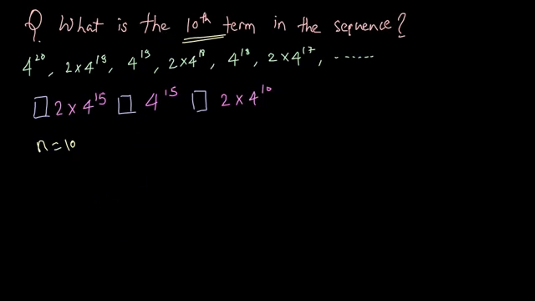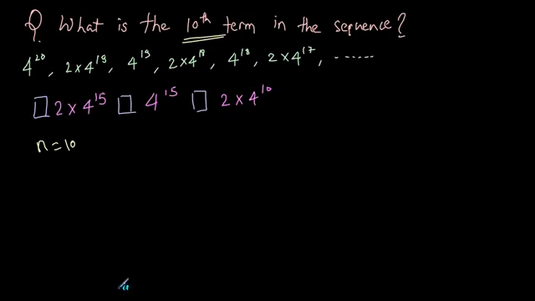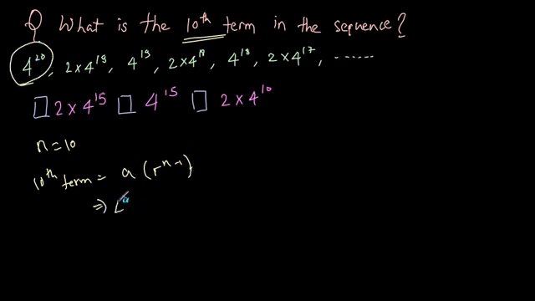The formula for any nth term is a into r raised to n minus 1. So the 10th term is a into r raised to n minus 1. Let's put the values. a is the first term, that is 4 raised to 20, and you need to find out what r is. So r equals, take any two consecutive numbers. Let's take this number and this number. So 2 into 4 raised to 19 divided by 4 raised to 20.